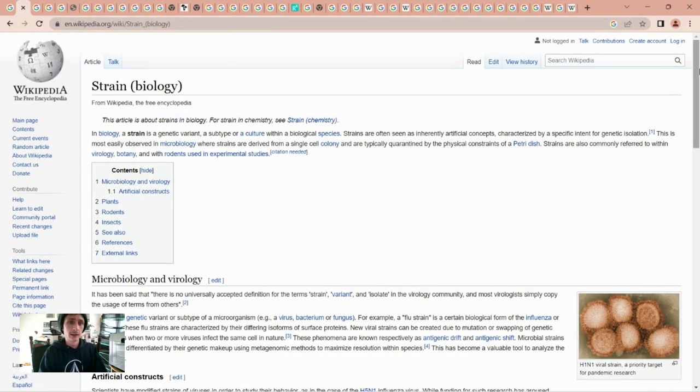The definition of a strain is a genetic variant, a subtype, or a culture within a biological species. So it's pretty much any biological difference, any tiny genetic difference. If something isn't a clone, it's not true to strain, and then even then it could be epigenetically altered, but that's something we'll get into a little bit later also.